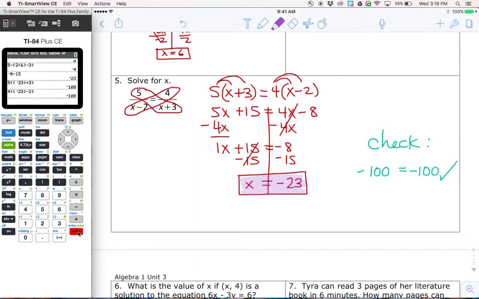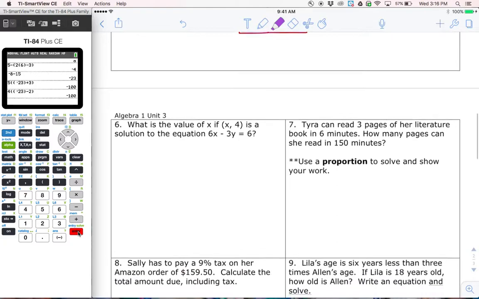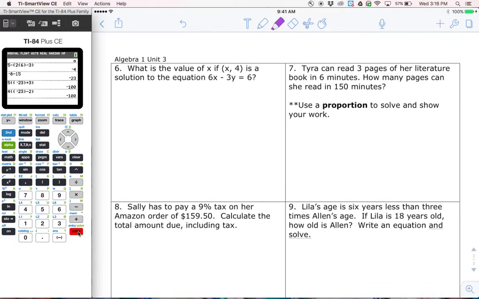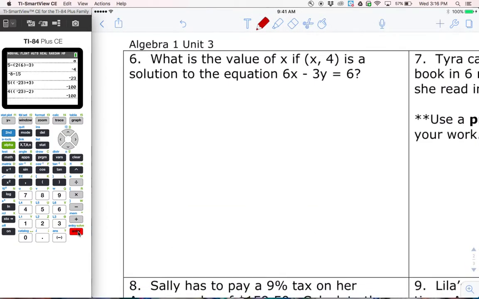All right, here we go. Backside, flip this paper over. Let's go ahead and look at problem 6. In problem 6, we're given this equation, 6x minus 3y is equal to 6. And we are asked, what is the value of x? Well, that question is really hard to answer since we have two variables. We have x and we have y.